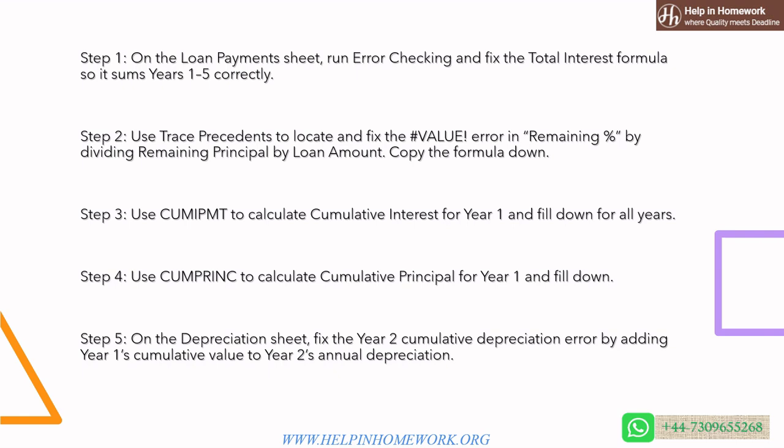Step 1, on the Loan Payments sheet: Run error checking and fix the total interest formula so it sums years 1-5 correctly. Step 2: Use Trace Precedents to locate and fix the value error in remaining percent by dividing remaining principal by loan amount. Copy the formula down.